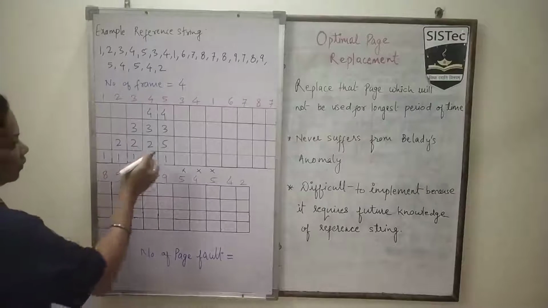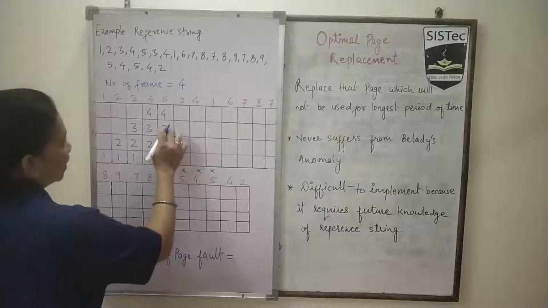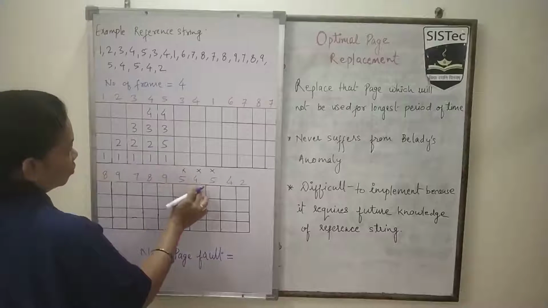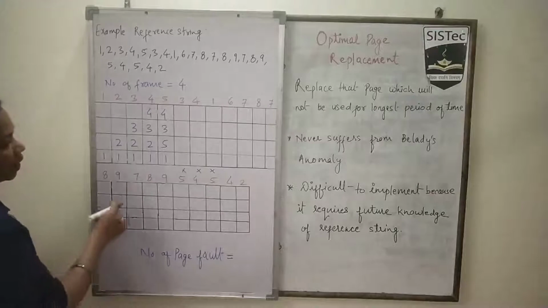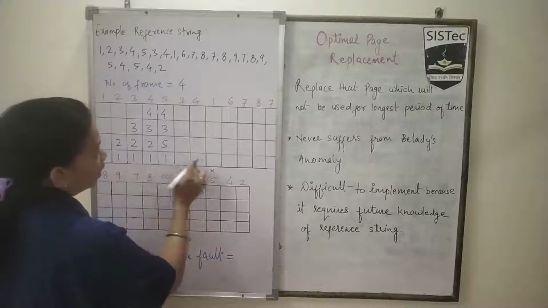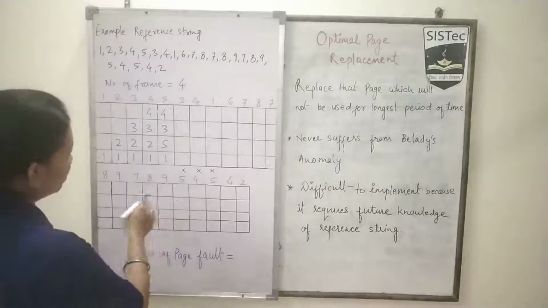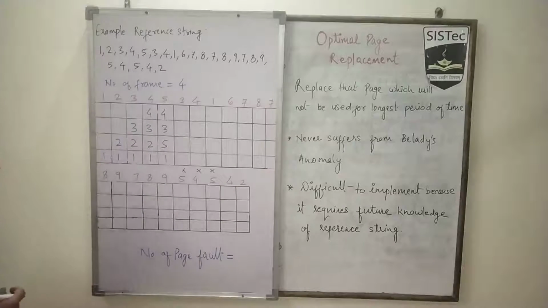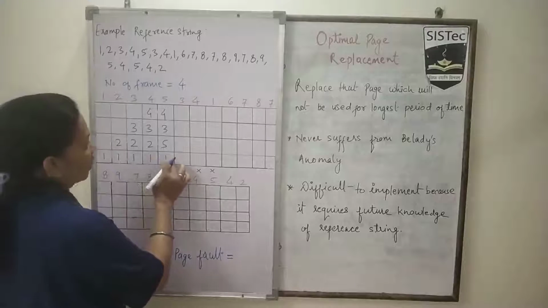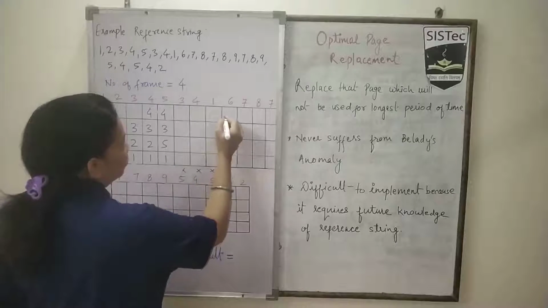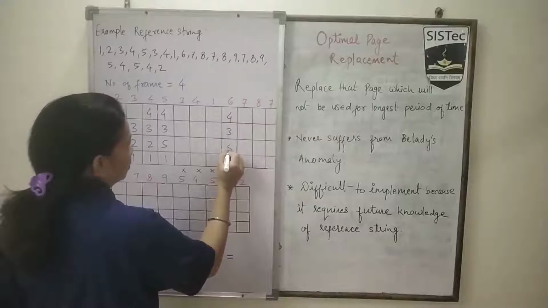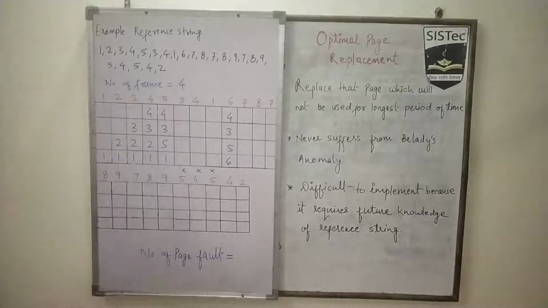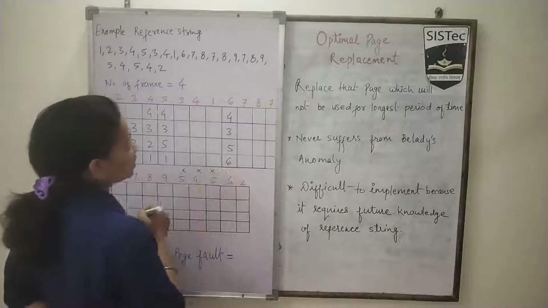So you can see over here from these 4 pages, page number 4 is going to be used after some time, page number 5 is also going to be used after some time, okay, and page number 1 is not going to be used for the longest period of time, even 1 is not in the sequence further. So our target page is 1. 1 is replaced by 6. So you can replace 1 by 6. Right?